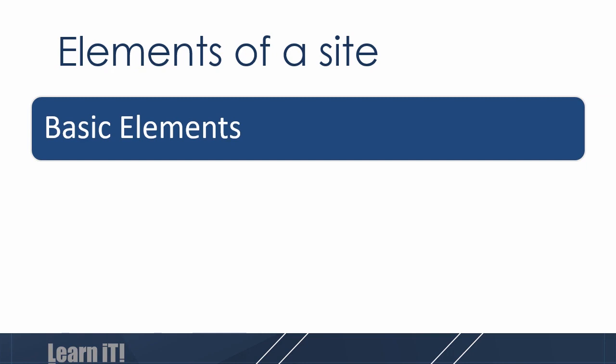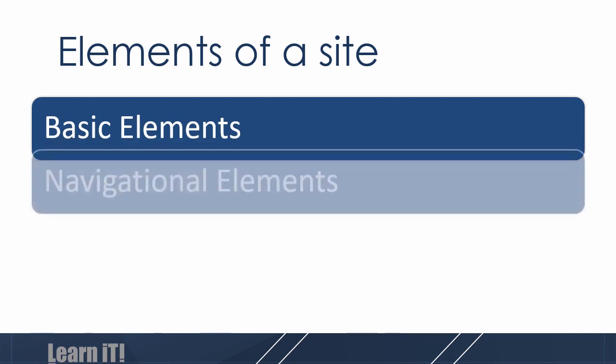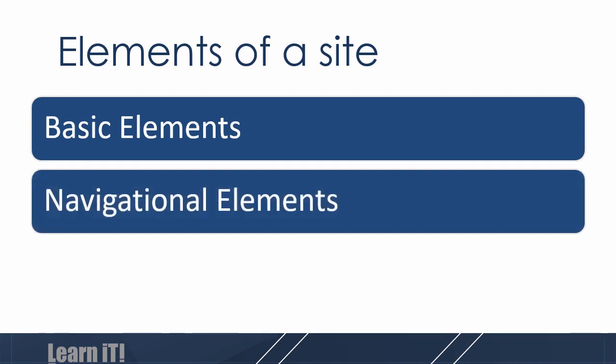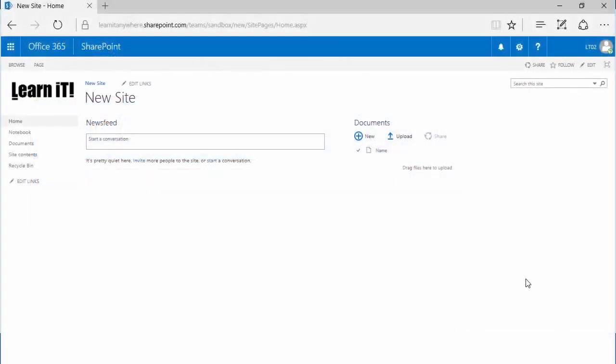The next collection of elements we'll talk about here that are given elements of any site are the navigational elements. There are 4 core navigational elements that are available in any site: the top links bar, the quick launch bar, the navigation bar, and the breadcrumb trail. All 4 are available from day 1 with any given site. So, here we are back on the same example site.